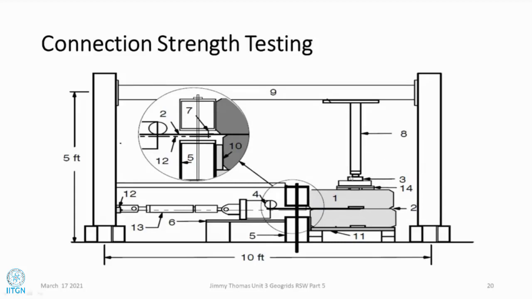Here we can see two blocks, with the geosynthetic between them. We apply different normal forces, because in the actual wall, the blocks above will put a vertical force. To simulate that, we can apply vertical force using a hydraulic jack or other arrangement. So we apply different vertical forces, then try to pull this out, and from that we get the connection strength.